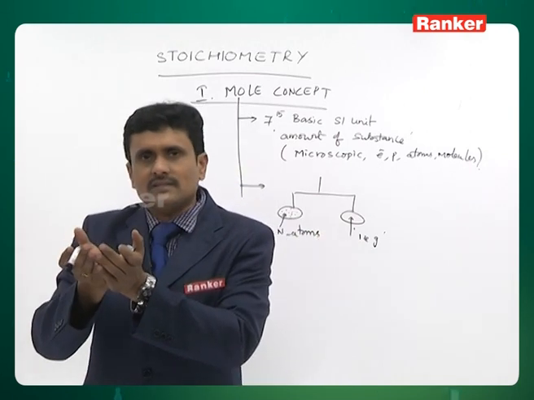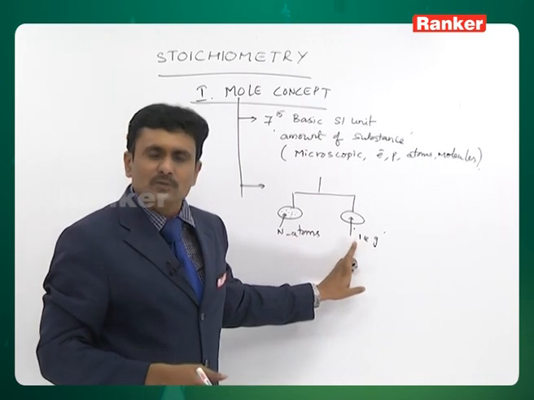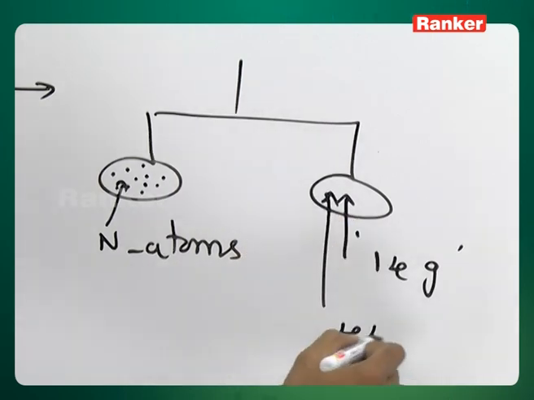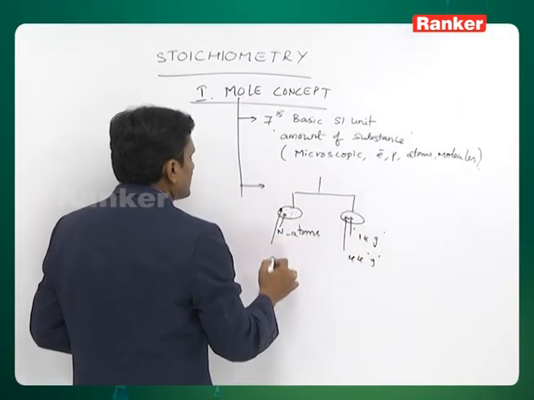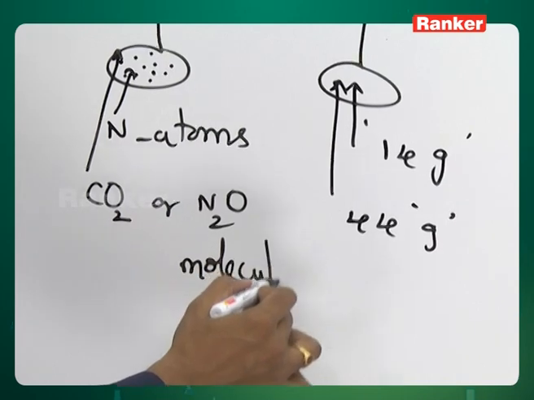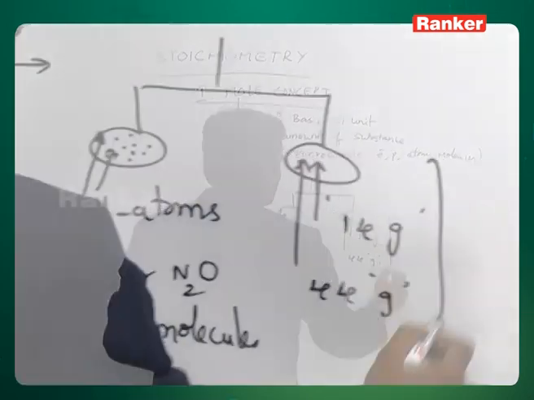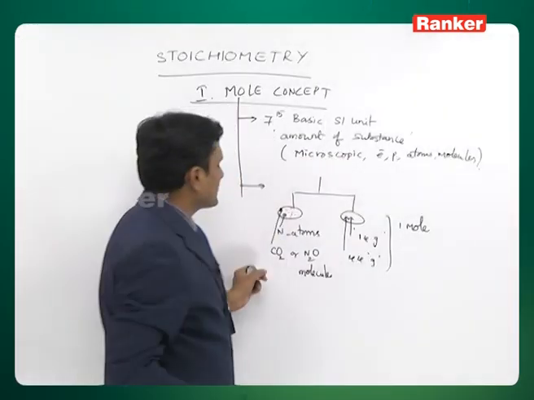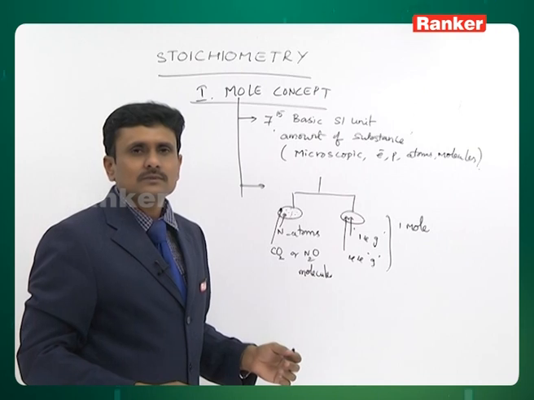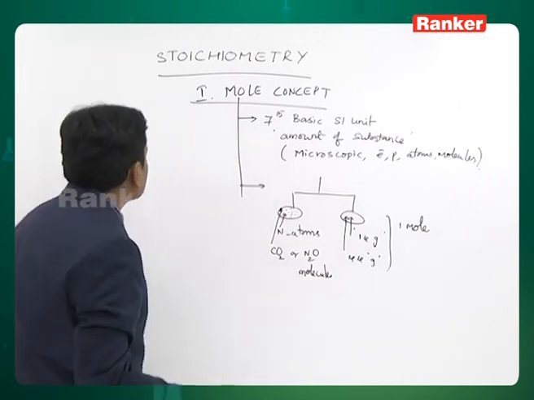So, that particular quantity or that particular collection of all the atoms whose weight is exactly equal to its atomic weight, or if I take any molecule, suppose I have taken 44 gram weight at one side and added CO2 or N2O molecules, so that these two plates get balanced, that is also referred as 1 mole. So, you can see 1 mole is the collection of all the atoms whose weight is equal to its atomic weight, or all the molecules whose weight is equal to its molecular weight. So, now this is the definition of 1 mole.